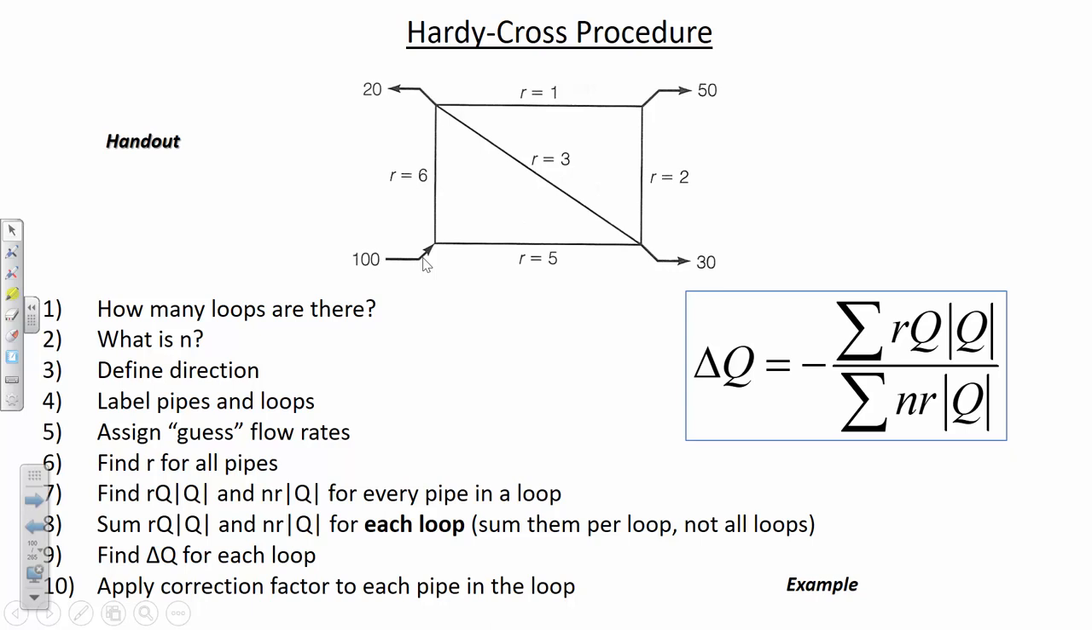So we need to keep it that way. We need to make sure that all of our guesses always honor the continuity equation. Like, it doesn't try and say that there's more going out than coming in. So the process here is to ask, how many loops do we have? This is sometimes called the loop method. So there's two loops, and we have to consider those two loops individually. We're going to do the calculations for one loop, then flip over to the other one, and we're going to alternate between the two loops.